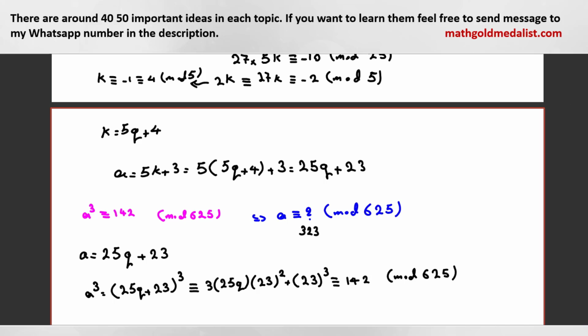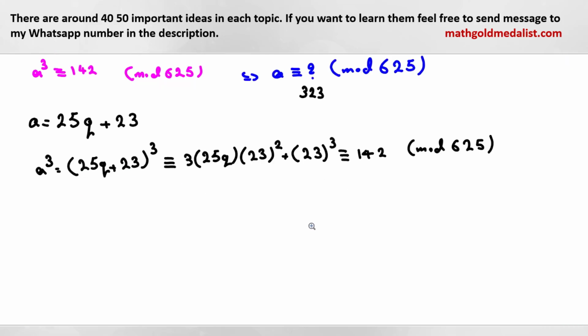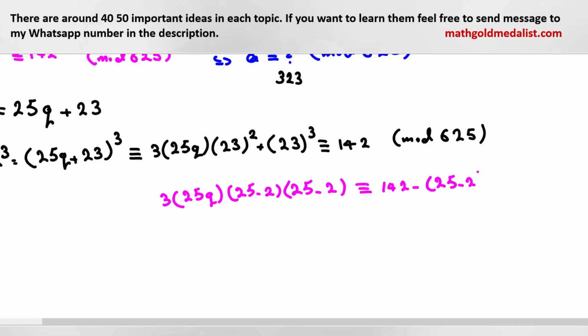Now for this one, you can multiply. You've calculated 23 cubed. So I did 25 minus 2. Exactly. In that way it will be easier, right? So we can say 3 times 25 times (25 minus 2) squared is congruent to 142 minus 23 cubed, which is (25 minus 2) cubed, right? Okay.